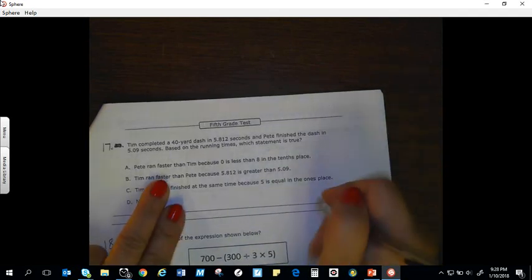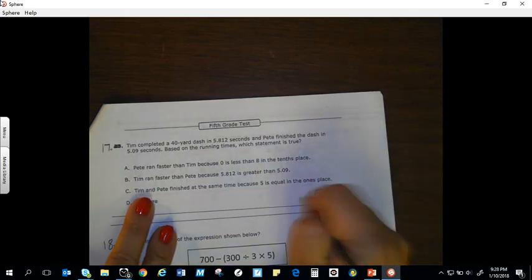All right, number 17. Tim completed a 40-yard dash in 5 and 812 thousandths of a second, or 812 thousandths of a second. And Pete finished the dash in 5 and 900 thousandths seconds. Based on the running times, which statement is true? Pete ran faster than Tim. Okay, so I need to find out who's going to be running the fastest time.